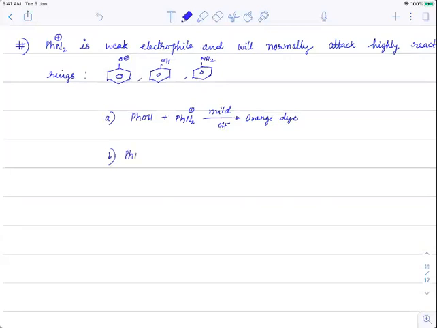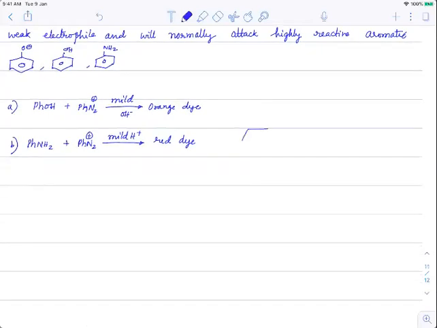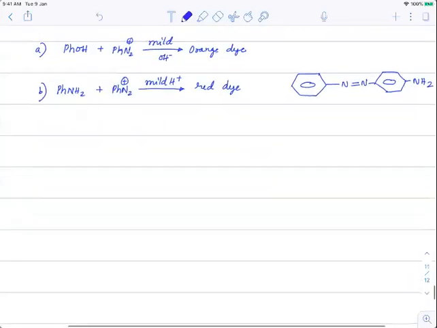So in the same way I can do it with PhNH2, which is aniline. If it reacts with PhN2 plus, okay, here mild H plus conditions are better. In the case of PhNH2, mild H plus conditions are better. This will also give a dye. Okay, it will also give a color dye. In fact, this would give a red color dye. And if you see by structure, this side benzene with N double bond N, and we have NH2. This is the molecule which is formed. Okay, this is the diazo product.